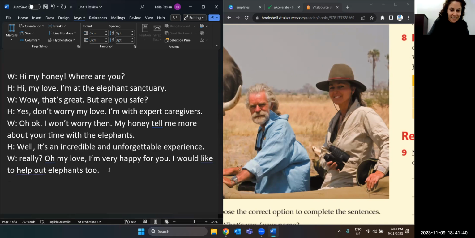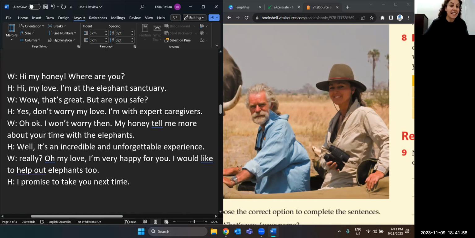And then the husband says, I promise to take you to meet the elephants. Instead of repeating it, maybe just, I promise to take you next time. So when he goes there again for work, he says, well, I promise to take you next time.